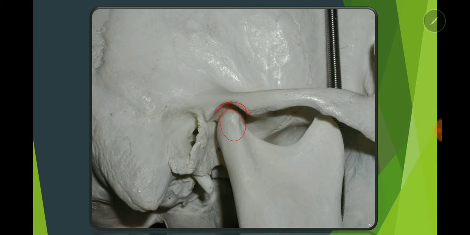So the normal fossa and the normal condyle are incongruent. They don't fit each other well. Okay.